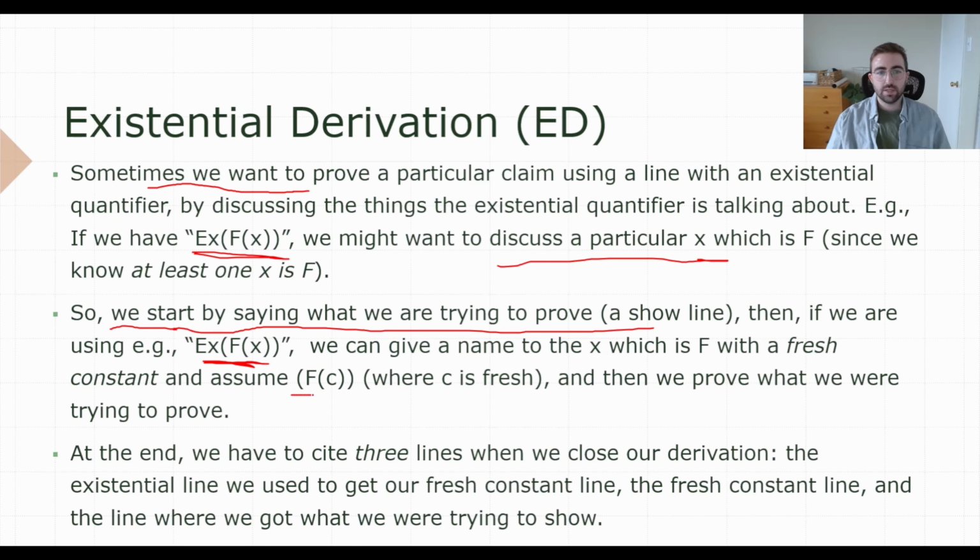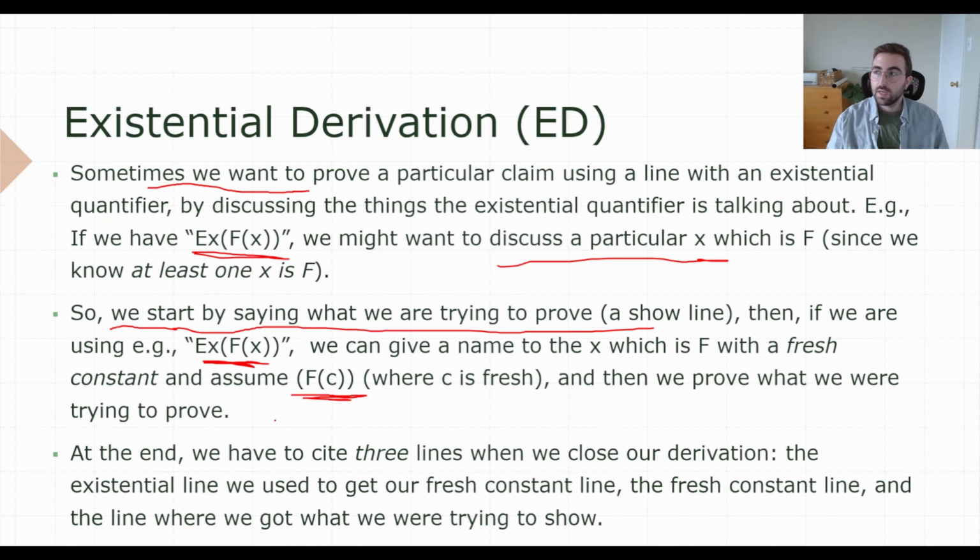And then we assume that this fresh constant, in our case we'll use C, is f, because we know at least one thing is f. So whatever that thing is that is f, we're just going to call it C. And C has to be fresh, of course. And then we go on and we prove what we're trying to prove.